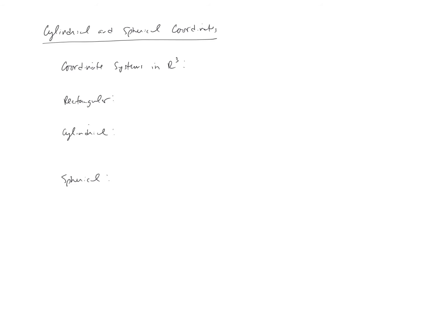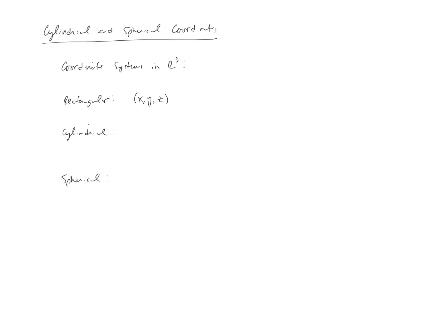So in this video, we're going to talk about the coordinate systems in R3. We've already discussed rectangular. We're going to introduce two new ones now, cylindrical and spherical. Now remember, we're in R3 when we talk about this. So for rectangular, just as a review, our ordered triples would be in the form x, y, and z, and we know how to map out those points.